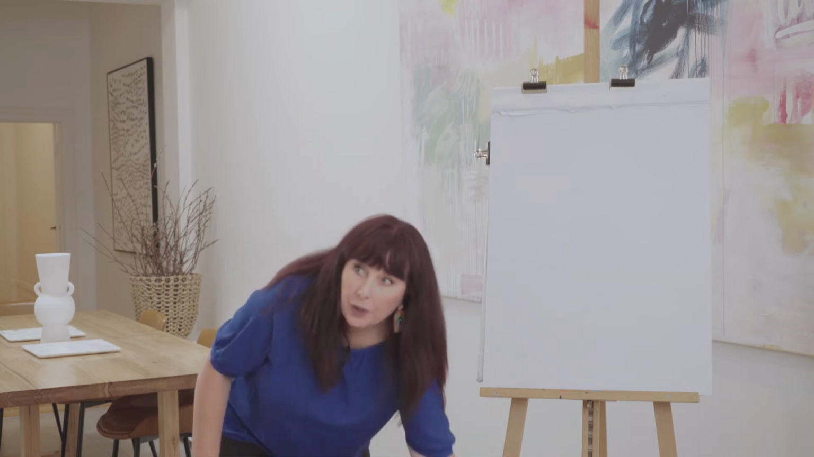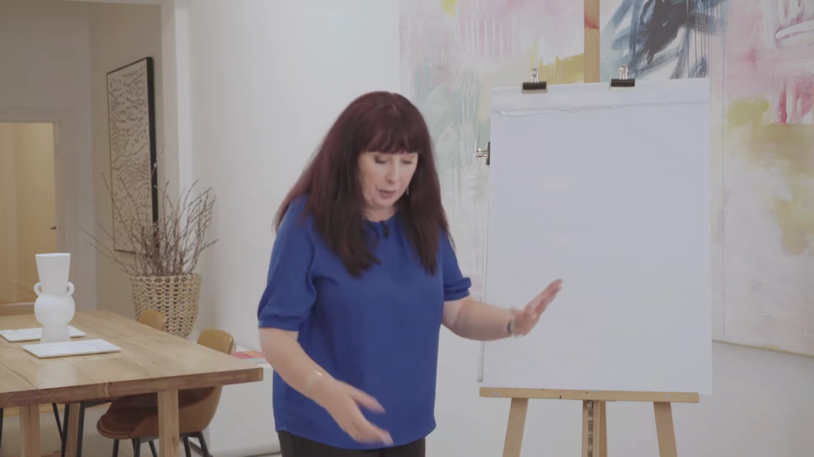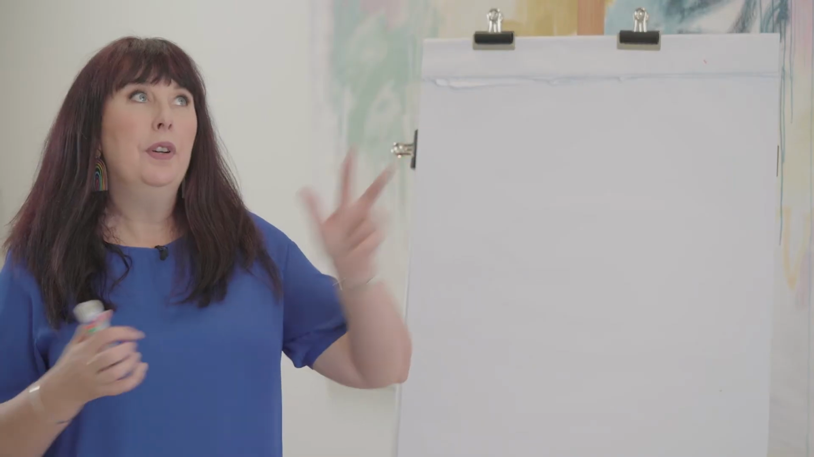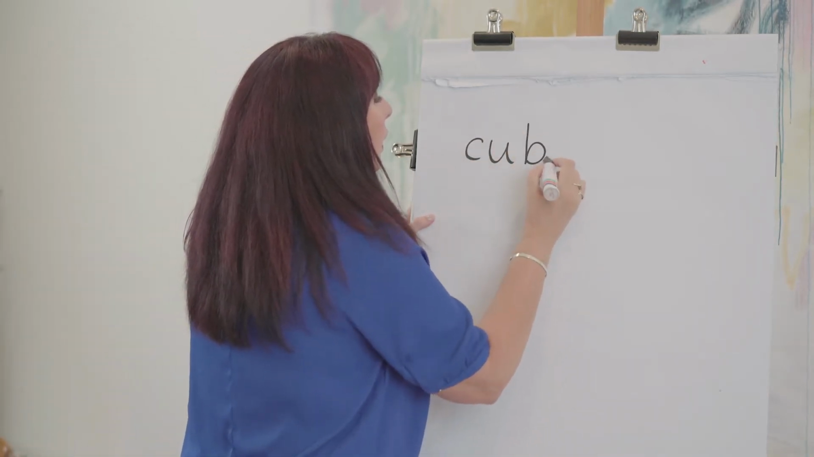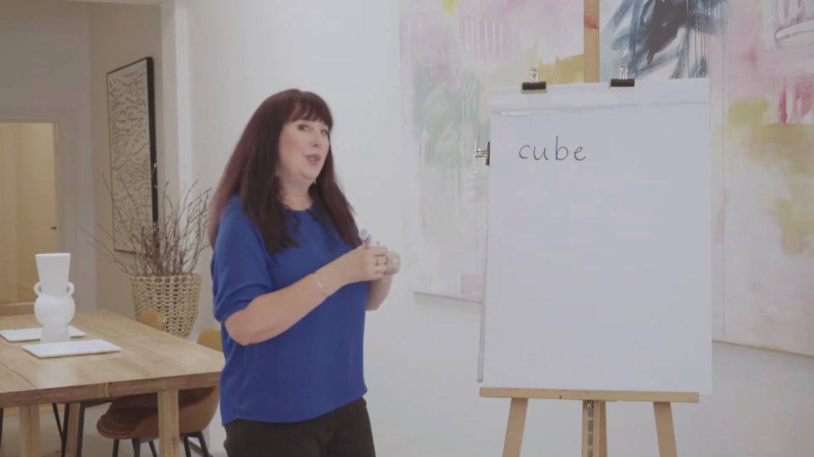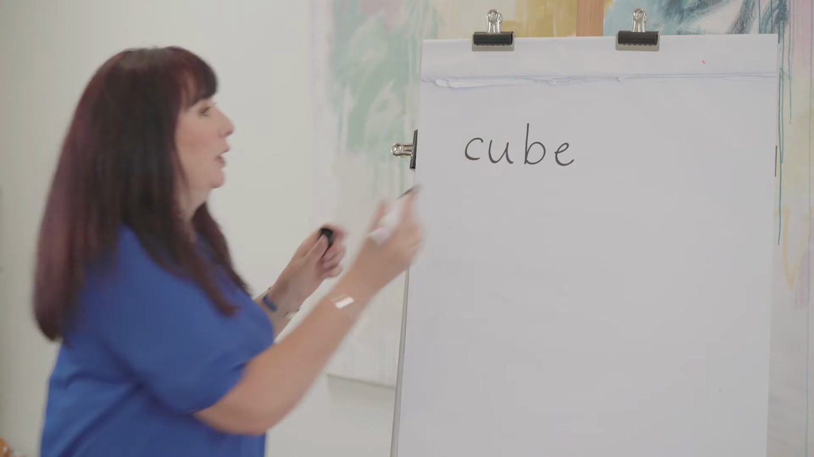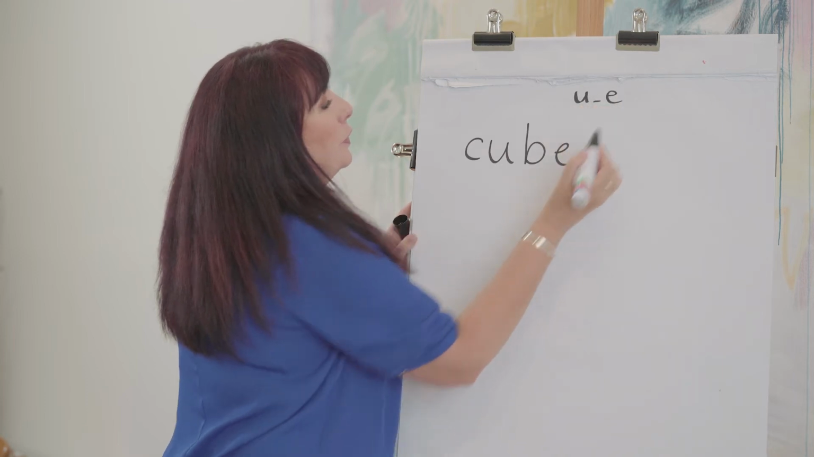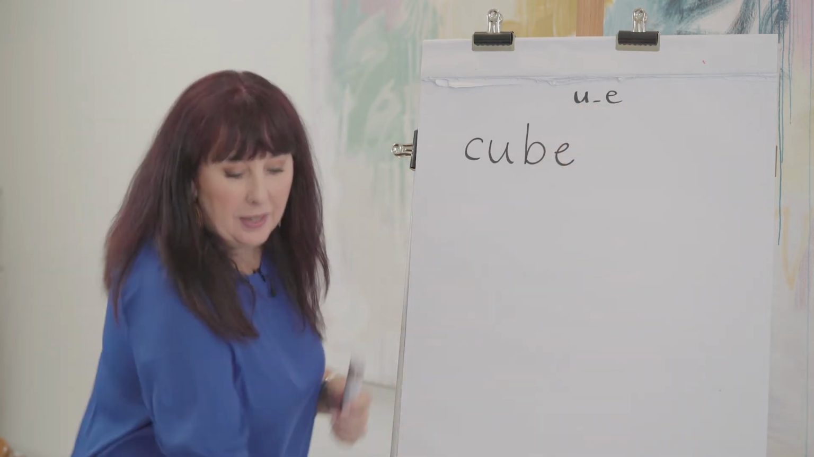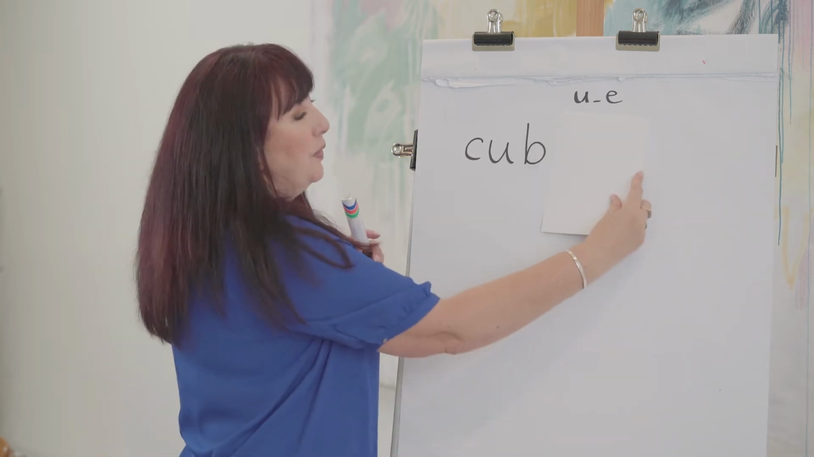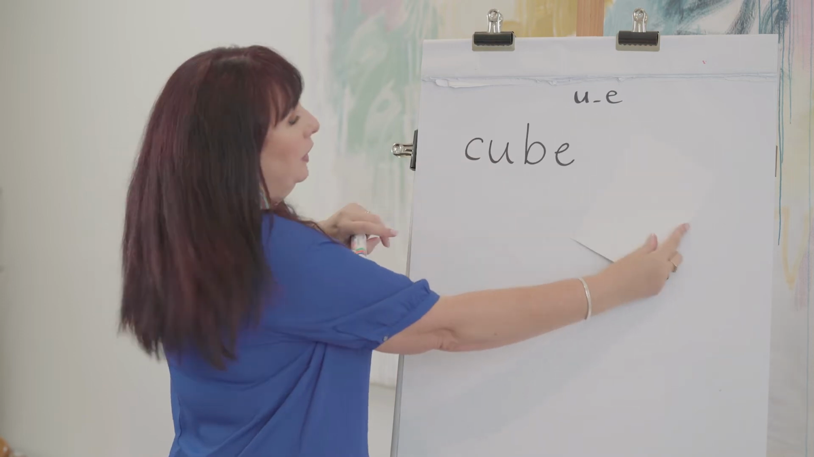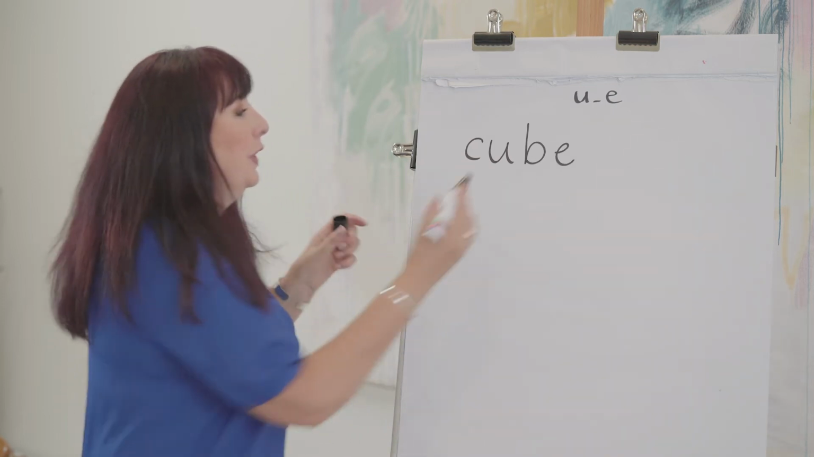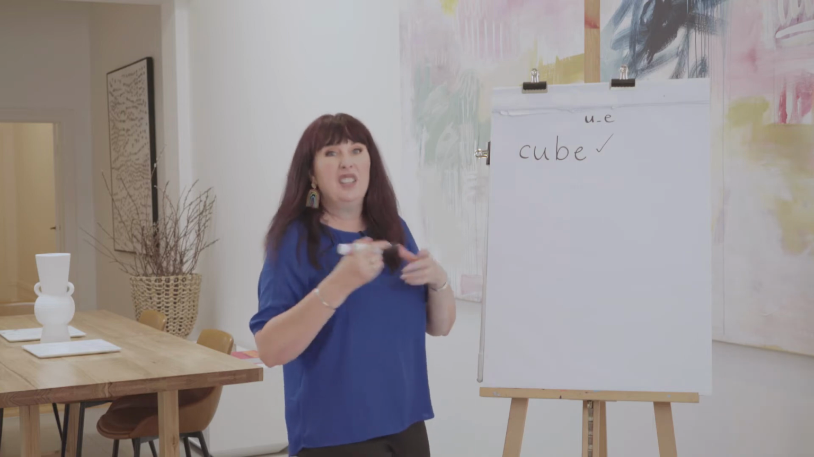I saw a cube of ice and put it in my drink. Cube. Say it with me. Cube. Cube. Does your cube look like my cube? Let me pop that up there just to help us remember. If we take away the E, what word have we got? Cub. The U becomes short, doesn't it? Cub, cube. Good job. Give yourselves a tick. If you didn't get it right, you can fix it.